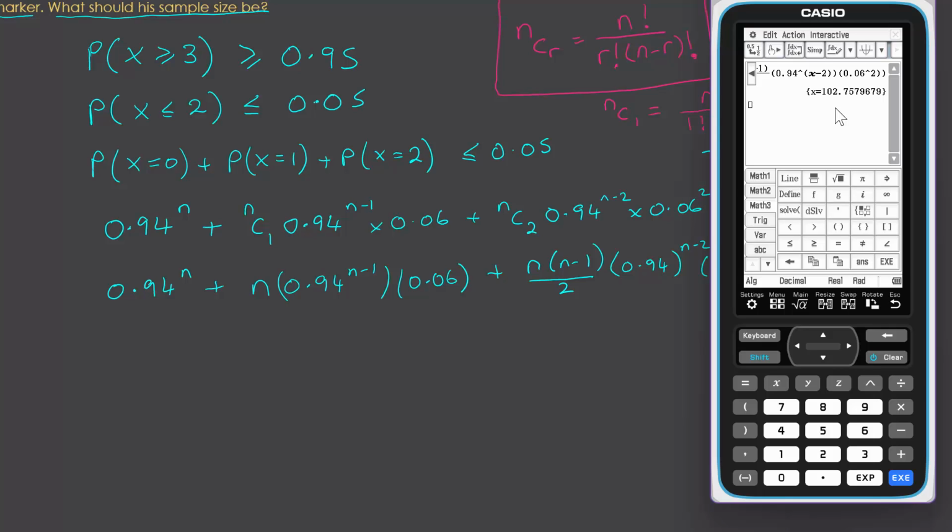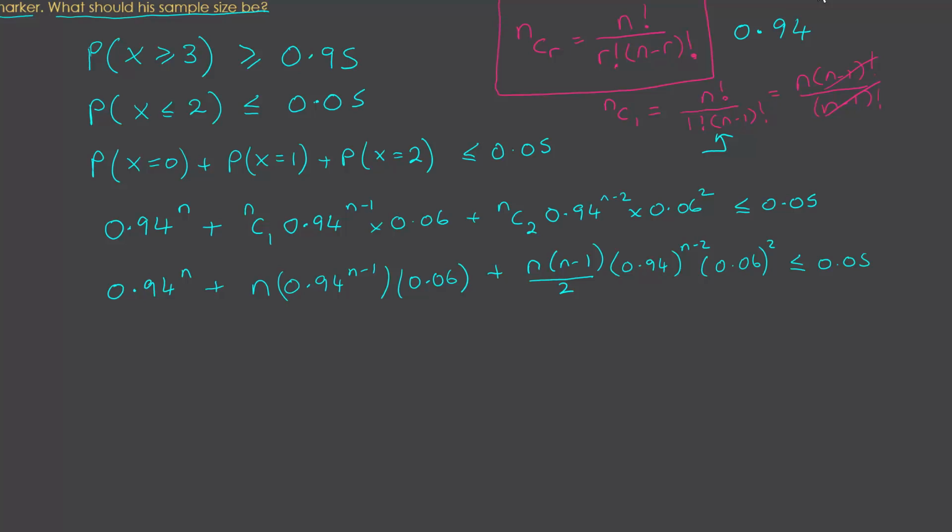And we would round up. Remember it has to be an integer value. If you round down to 102, you'll find that he's going to be a little bit less than 95% confident. He wants to be at least 95% confident. So we round up to 103. So that's all we need to do, just say n is equal to 103.